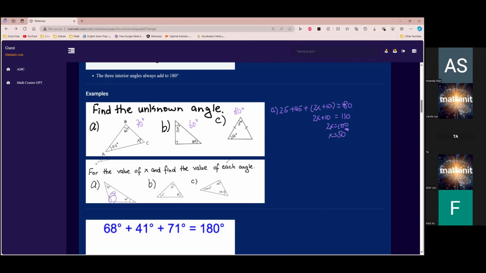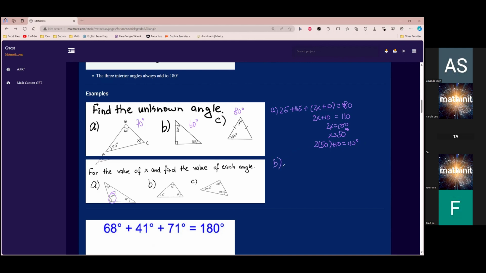And then in order to find that angle, you just plug x back into the 2x plus 10. So you would get 110 degrees. This angle that is 2x plus 10 is essentially 110 degrees.